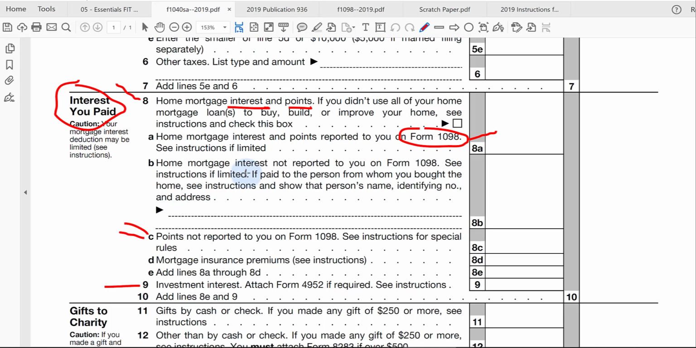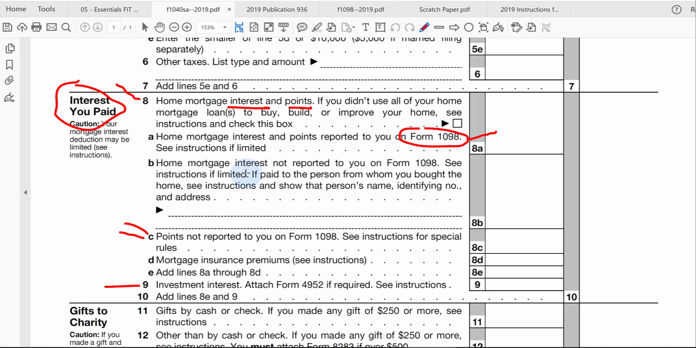So there's a couple of different, maybe 3 different limitations. One is $1 million amount borrowed, but the current limitation is $750,000 amount borrowed. So if you borrow more than that, you cannot deduct any interest on a loan that's greater than $750,000. That's for loans beginning, I believe, in 2018. Prior to that, the loan limitation was $1 million.